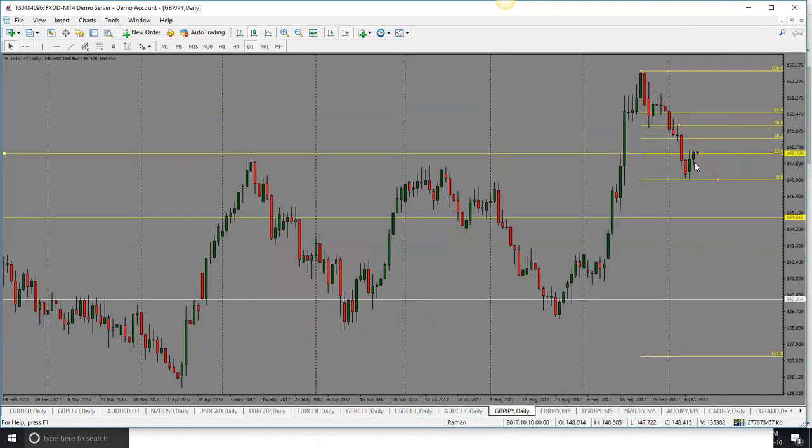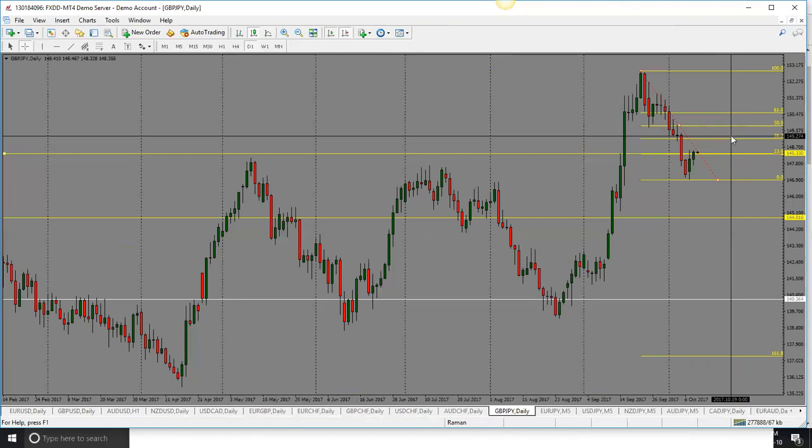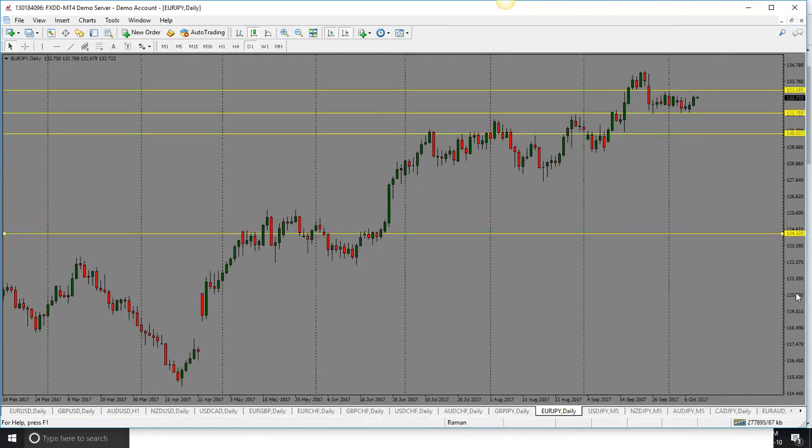Pound yen here, we have had a nice bullish candle close for the day. So I'm looking for a further move to the upside into this 38.2 support and resistance level, or fib level, which is 149.13, or even into the 149.20 level. So looking for a further move to the upside here in pound yen. Euro yen, we have seen a very nice bullish candle close for the day. So looking for price to go towards the top of the range here into 133.20 level.